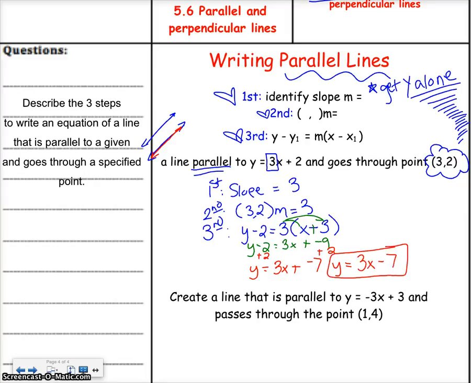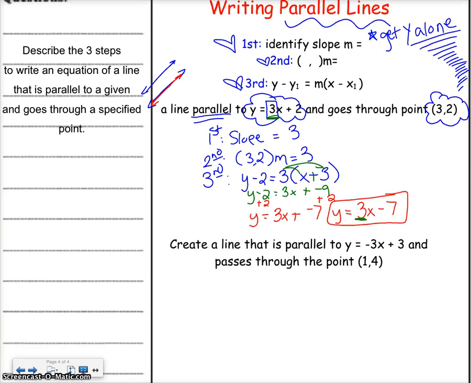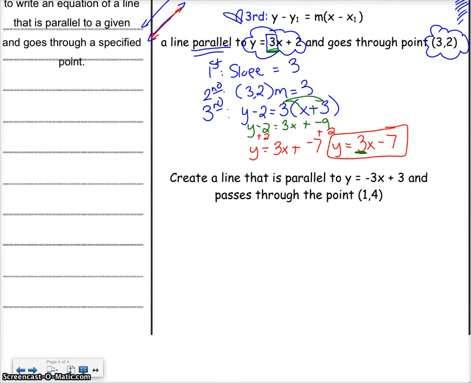And this is the equation of my line that's parallel to the first line that goes through the point (3, 2). Notice that they are not the same line. They have the same slope. Notice they have the same slope, 3 and 3, but they're not the same line. They have different y-intercepts, which will show that they are parallel lines.